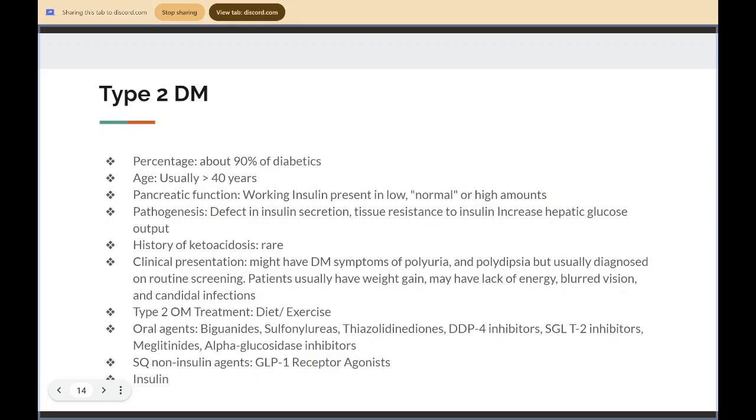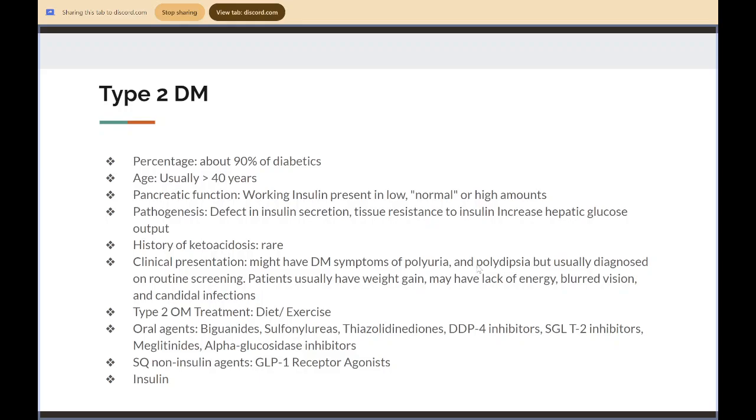Type 2 DM treatment is going to be diet, exercise, and oral agents. So we have biguanides, sulfonylureas, TZDs. By the way, if you use the full form for TZDs as your Wi-Fi password, I will use my data way too long. DPP4 inhibitors, SGLT2s, meglitinides, and alpha glucosidase inhibitors.